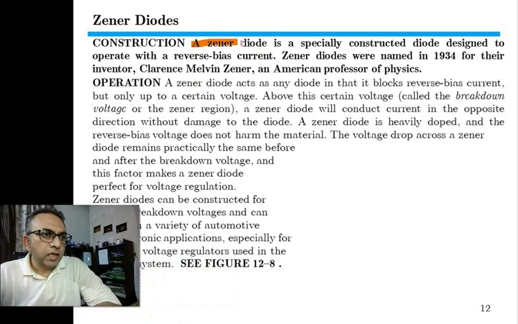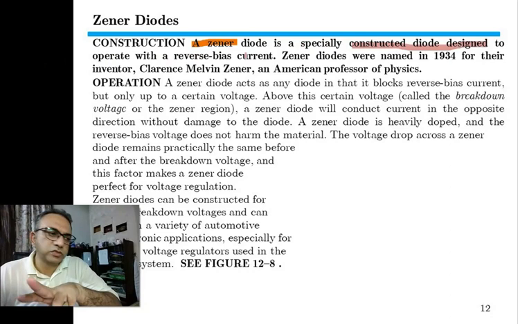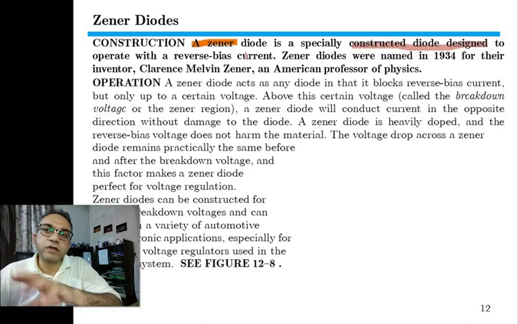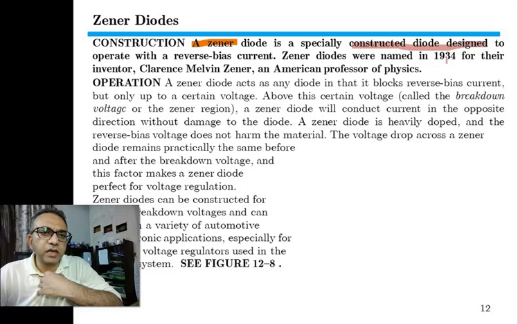A Zener diode is a specially constructed diode designed to operate with reverse bias current. Since it is used in reverse bias condition, it will always operate with the reverse bias current. Zener diodes were named in 1934 for their inventor, Clarence Melvin Zener, an American professor of physics.